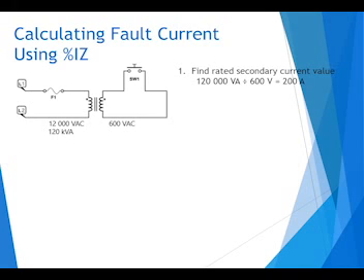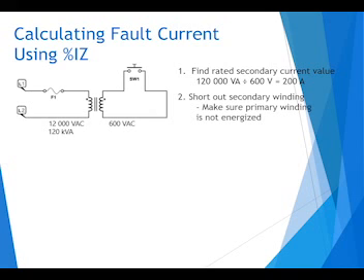The first thing we want to do is find out what our rated secondary current value is going to be. We have a 12,000 VAC transformer primary rated at 120 kVA. If we take that 120 kVA and apply it to my secondary side of 600 volts, we find that we have a rated secondary current of 200 amps. The next thing I want to do is make sure I have no energy on the primary side. I want to completely isolate that transformer, and once that's done, I'm going to short out the secondary winding. This isn't dangerous because since I have nothing on the primary side, there is no current running on the secondary side, so shorting out the terminals is not at all dangerous.